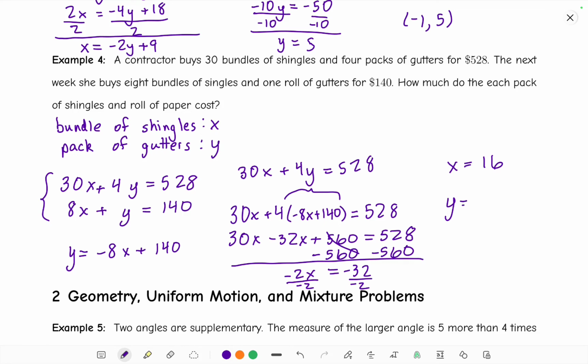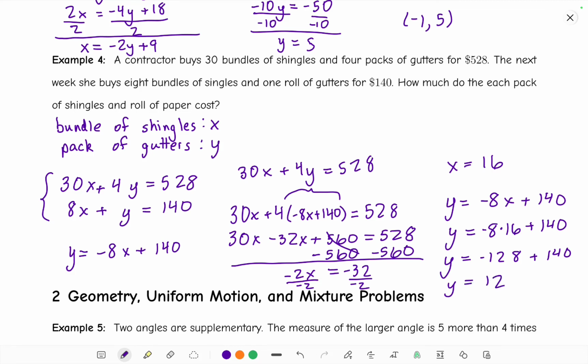Then y equals negative 8x plus 140 still. Plugging that into this, we get y equals negative 8 times 16 plus 140. So y equals negative 128 plus 140. So y equals 12. So the bundle of shingles cost $16, and the pack of gutters costs $12. And that is it for part 1 of section 6.2.